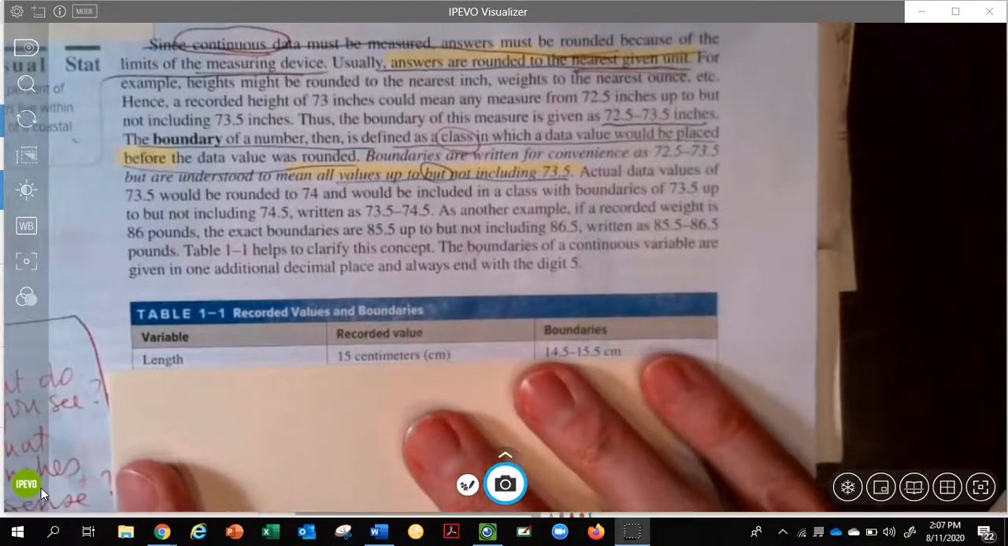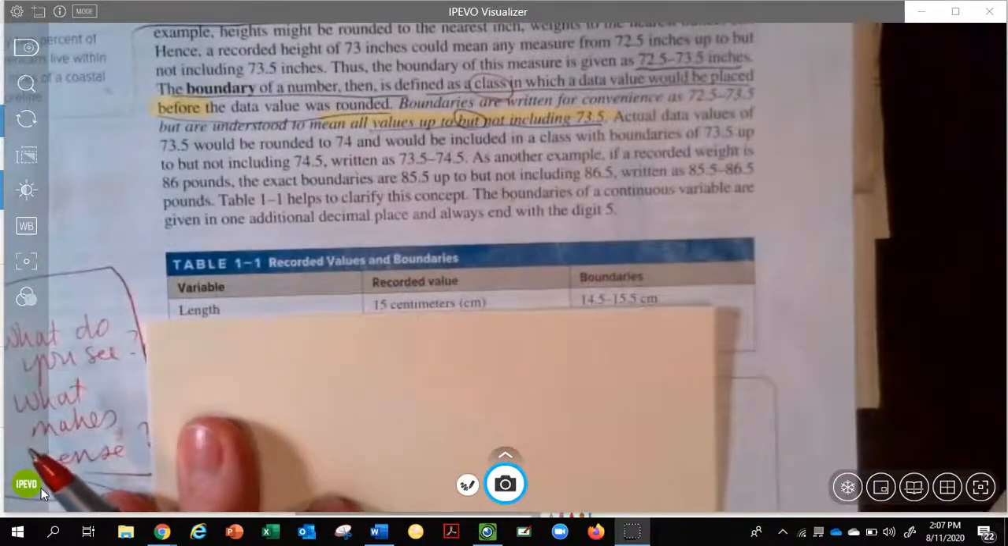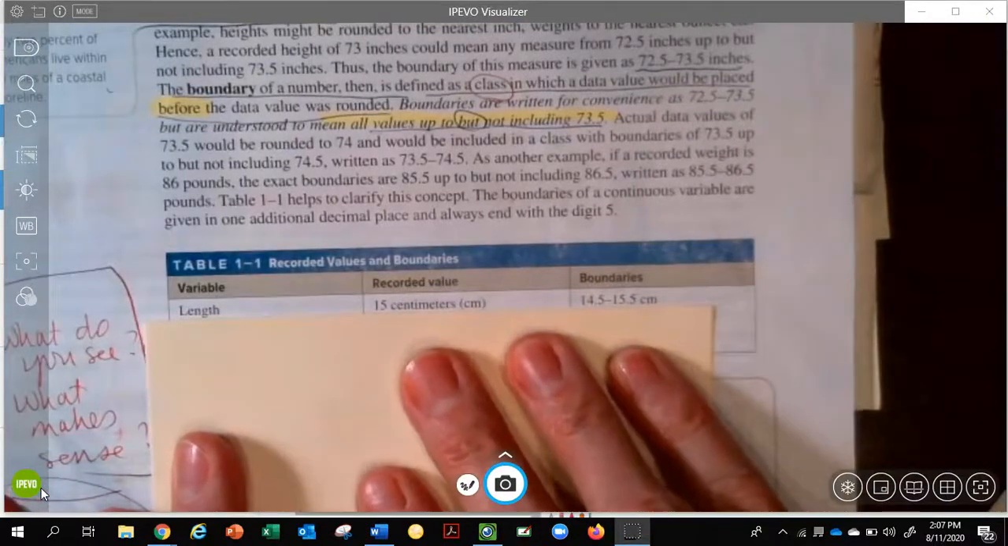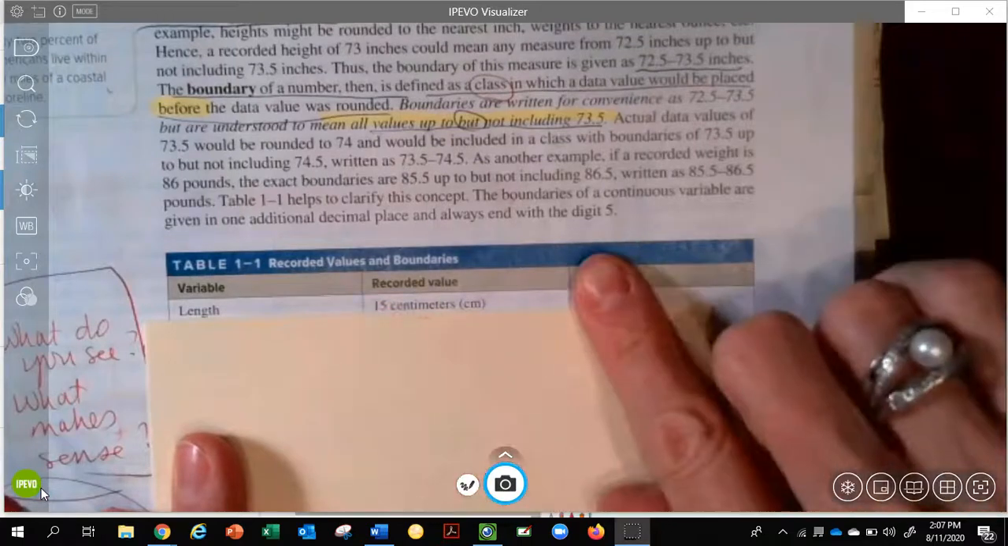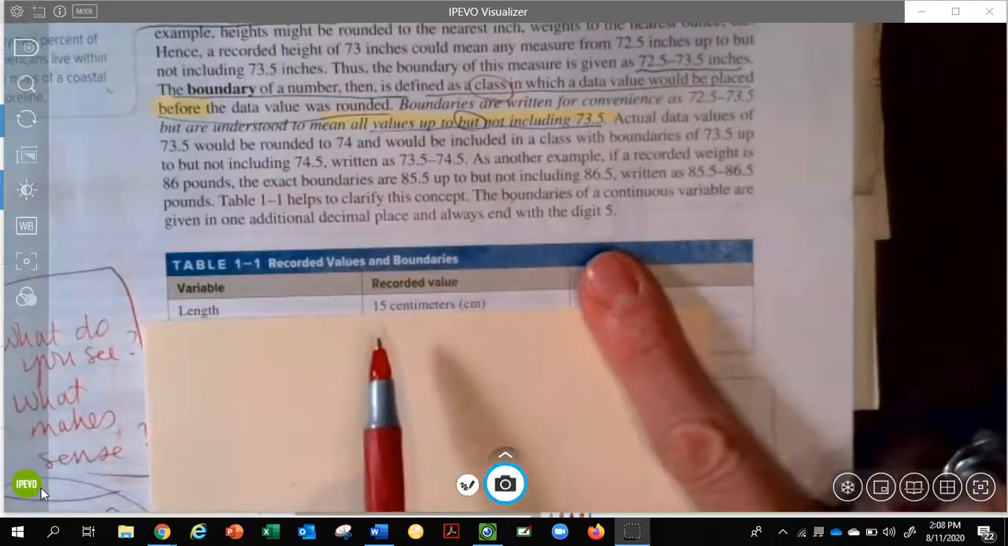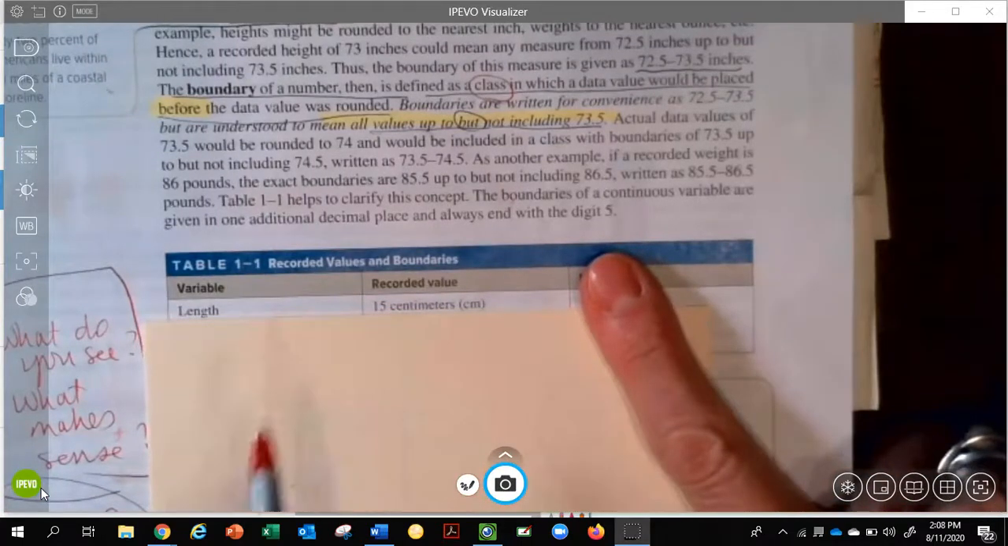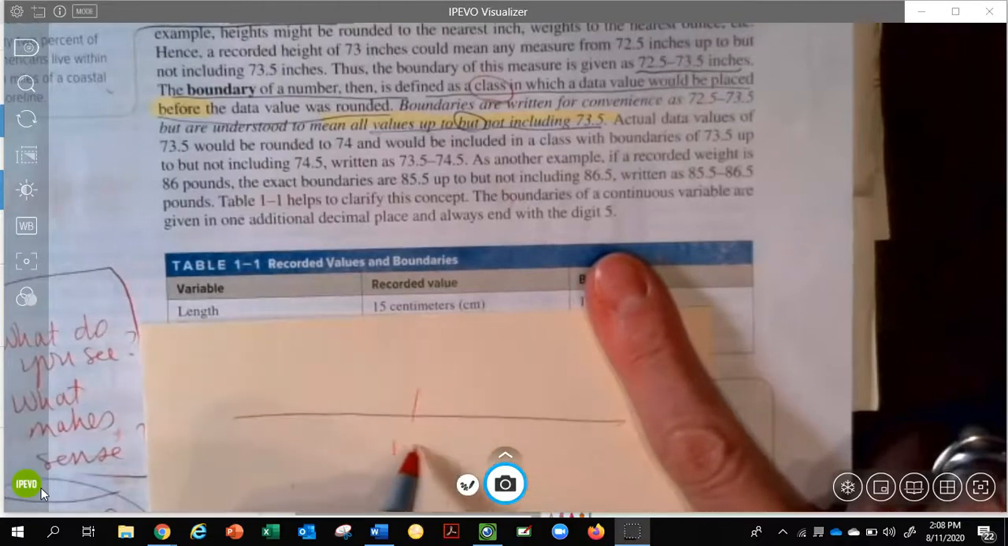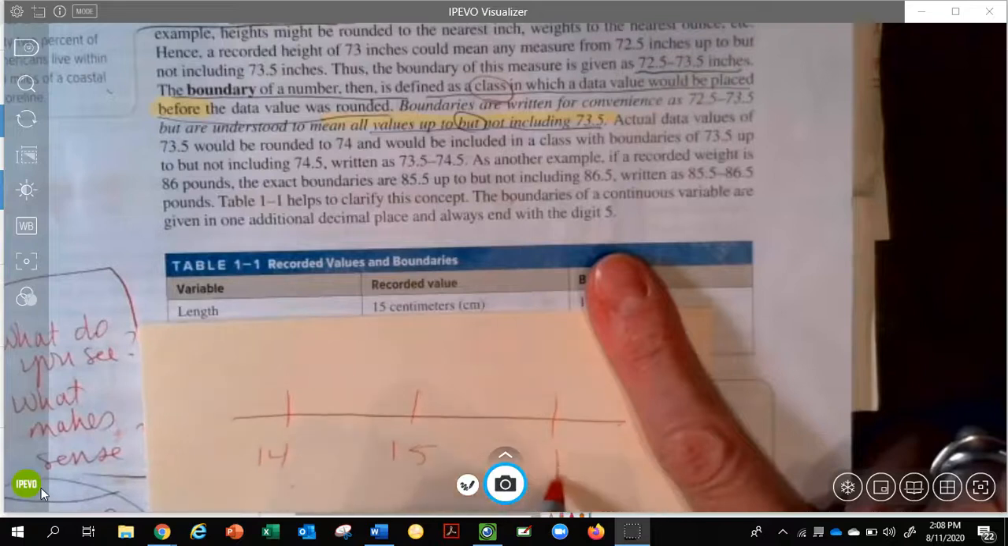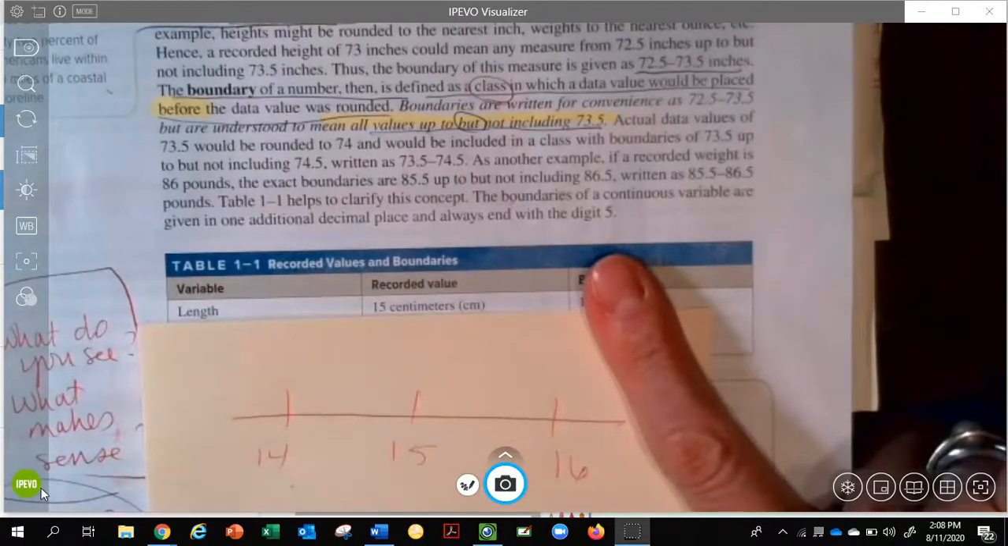So let us go on down to table 1-1. And I want to play with some of these. And don't look at this. So right here you see that there is a 15 centimeter. So 15 centimeter. And my brain is thinking, okay, 14, 15, 16. But if I'm going to calculate the boundary, I need to go one more decimal place.